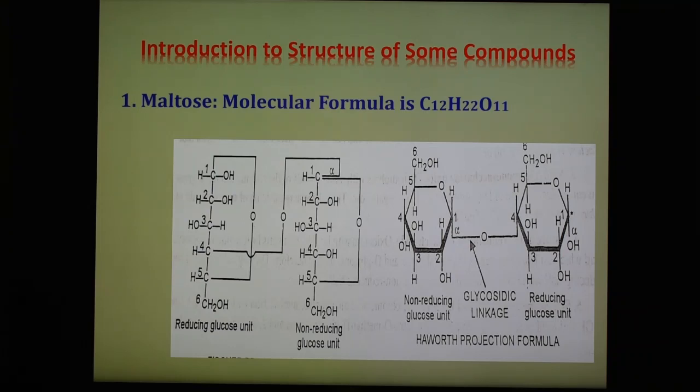Therefore the alpha linkage, that is carbon 1 of the non-reducing glucose unit, is linked to carbon 4 of the reducing glucose unit. Therefore maltose is given the structure as shown by 2 scientists, which is known as the Fischer projection formula, and the Haworth projection formula is shown here. So this is the structure suggested by Fischer, and this is the Haworth projection formula. So the structure of maltose is like this. This is the first structure, for maltose, having this molecular formula.